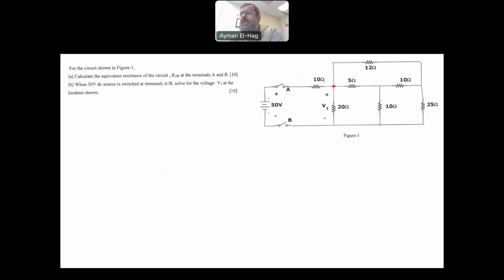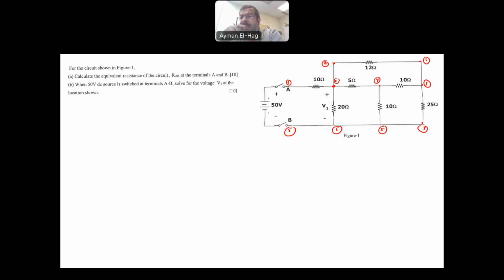The first thing in such a question is to identify the nodes. Let's number the nodes. So here, this is node number 1, or 2. Now, a node is a point connecting two or more elements. This is also 2, because there is no element between these two. This is 3, 3, 4, 5, 5, 5, no elements here, and 5. So we have 5 nodes.